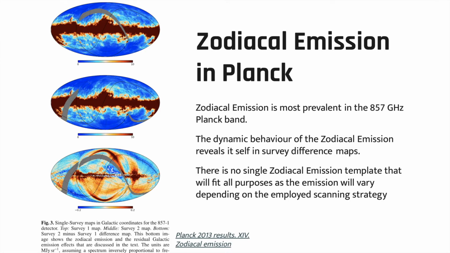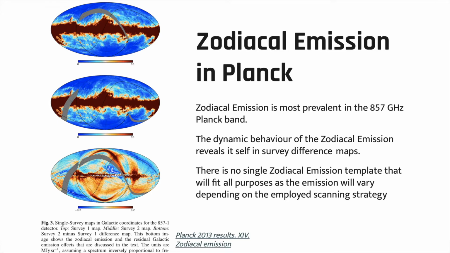Just to show some real-world examples of this variation, I will briefly show the zodiacal emission in the Planck experiment. In these images taken from the Planck 2013 zodiacal emission paper, we can see two frequency maps for the 857 GHz detectors, those in the top and the middle here, over two different surveys. These maps look identical to the eye, but taking a difference map, as seen here in the bottom, reveals the S-shaped zodiacal emission.